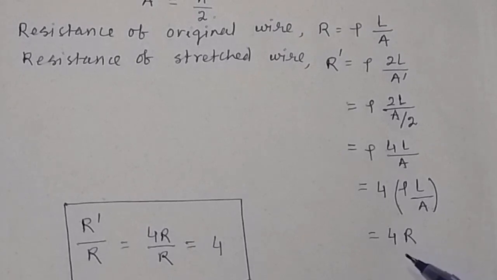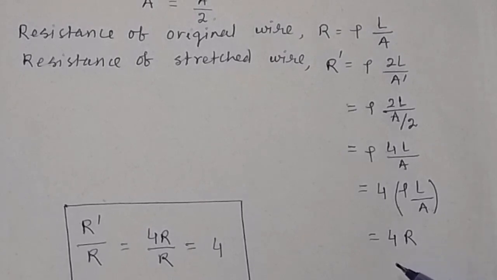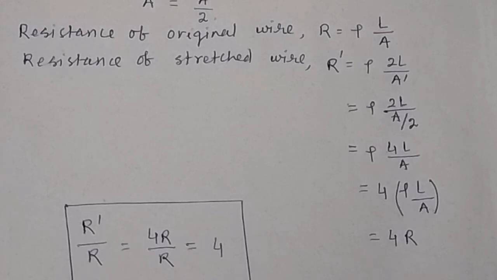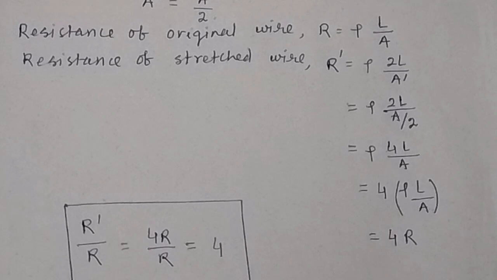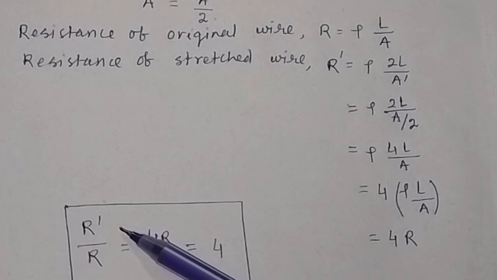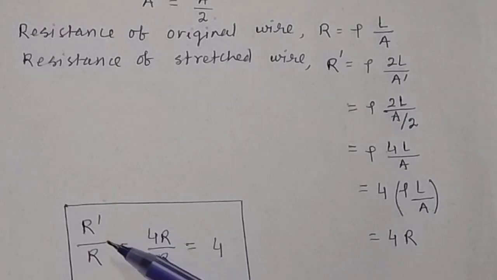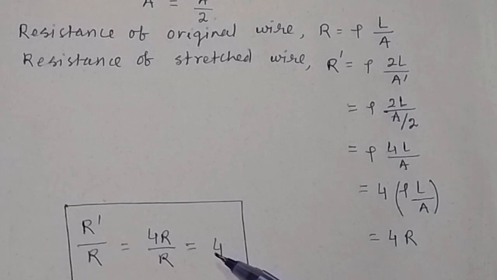So if you compare the two wires, that is the original wire and the stretched wire, then R dash divided by R will be equal to 4R divided by R, that is equal to 4. So if a wire of length L is stretched to double its length, then the ratio of the resistance of the stretched wire to the resistance of the original wire will be equal to 4.